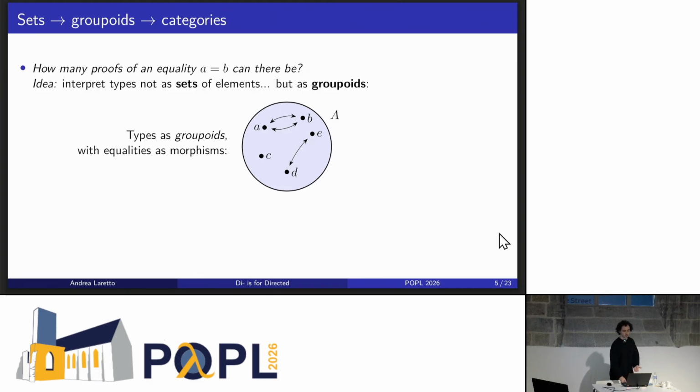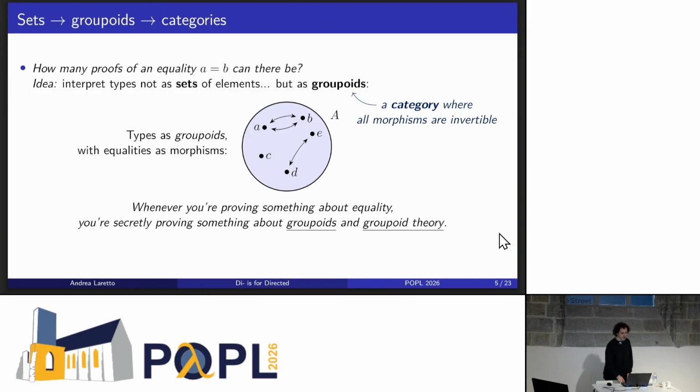So what is a groupoid? A groupoid is just a category where all morphisms are invertible. And they're invertible because equality is symmetric. That's why it works. And the idea is that whenever you're proving something about equality, you're actually secretly proving something about groupoids and groupoid theory. And if you take that a step further, you can prove something about spaces and homotopy theory in HoTT.